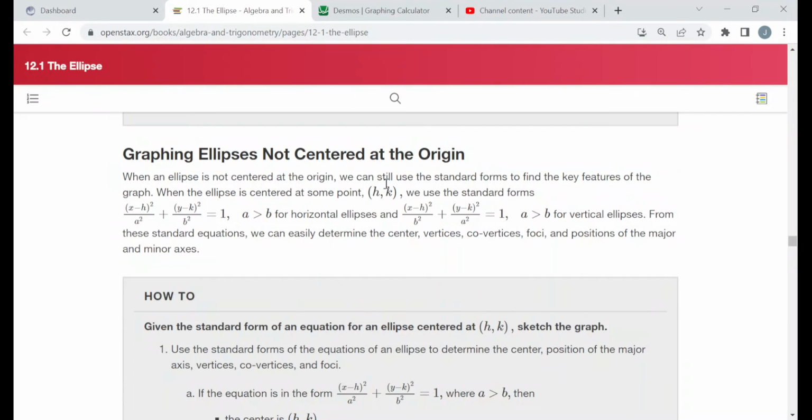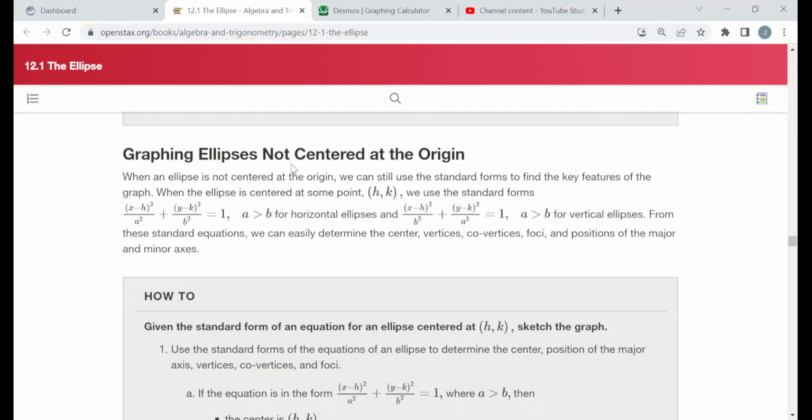In this video I'm going to be going over some examples that are taken directly from a free online textbook at openstax.org. I'm in their Algebra and Trigonometry text, section 12.1, called The Ellipse, under the heading Graphing Ellipses Not Centered at the Origin. Each example is either an example from the reading, one of the try it problems from the reading, or one of the exercises at the end of the section related to this particular objective.